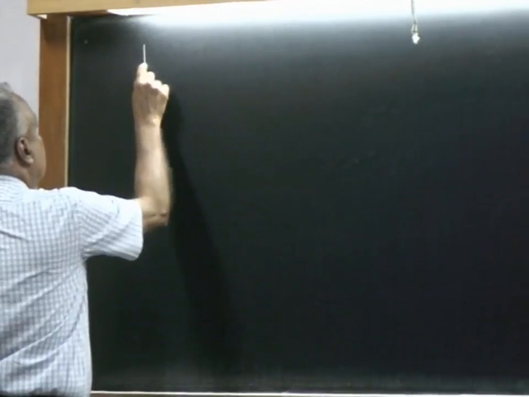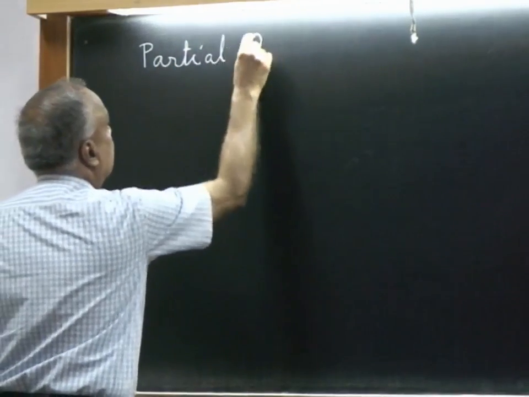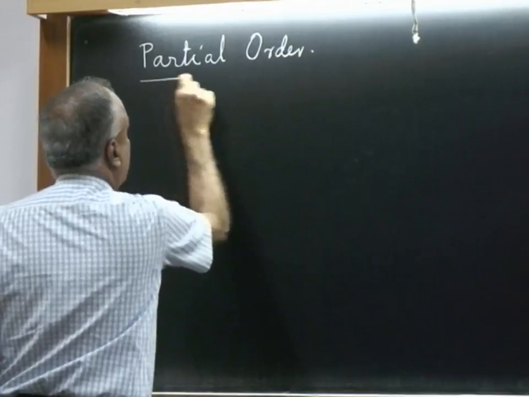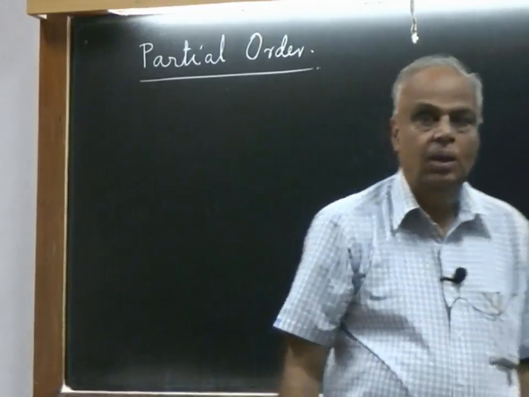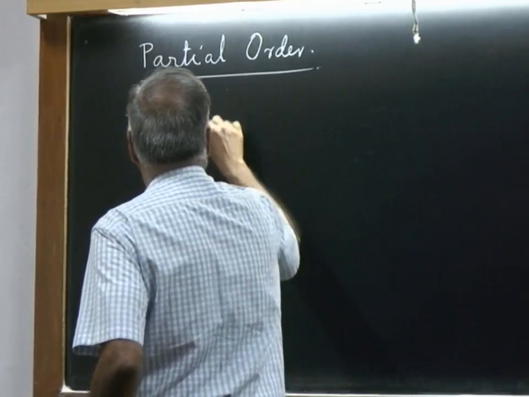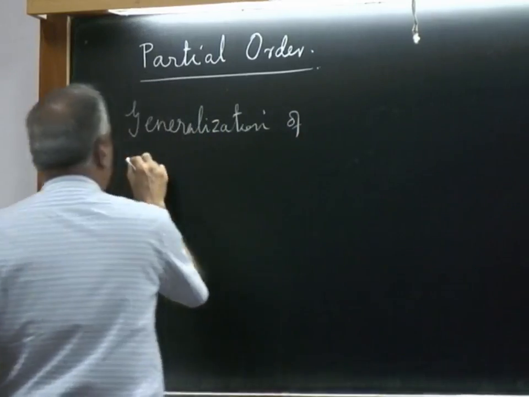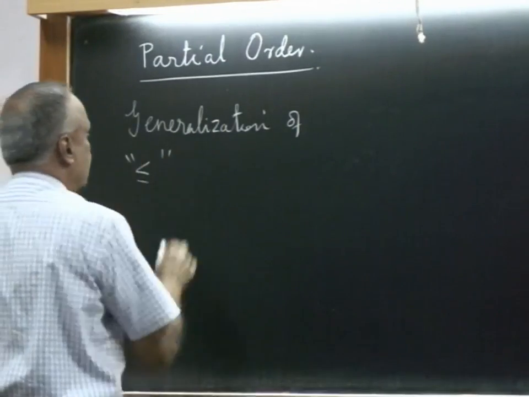So today I will introduce the notion of partial order first. Okay. So this is a generalization of the notion of less than or equal to on R. The notion of less than or equal to, when generalized, gives you the idea of partial order. So let us define what it is.